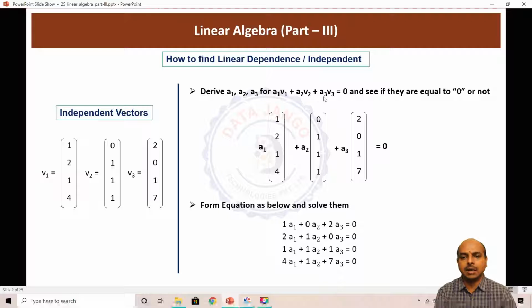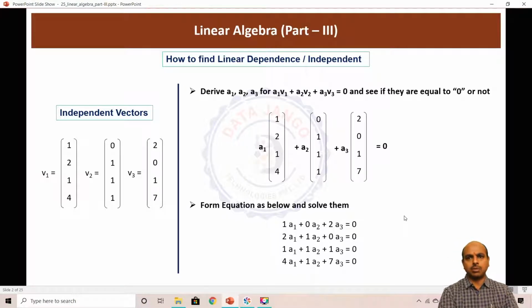We need to take a linear combination and make it 0 and see what these coefficients are, or derive what these coefficients are. So to derive those, we need to form equations like this. We can form equations a1 into 1 plus a2 into 0 plus a3 into 2 is equal to 0. a1 into 2, right, plus a2 into 1 plus a3 into 0 is equal to 0. Like that you can form 4 equations because each vector is of 4 dimensionality. Okay, so now we need to solve these equations.